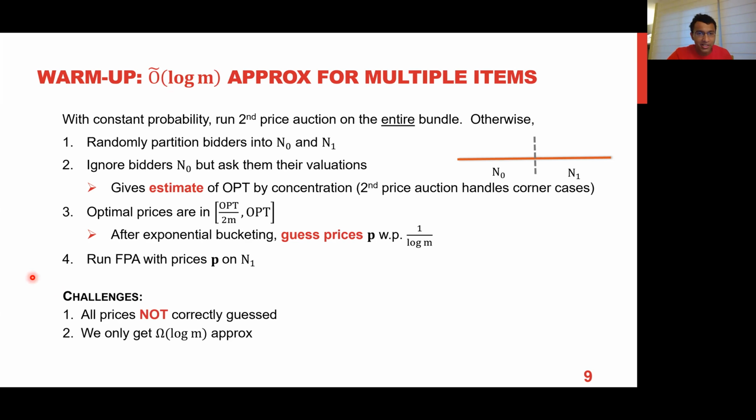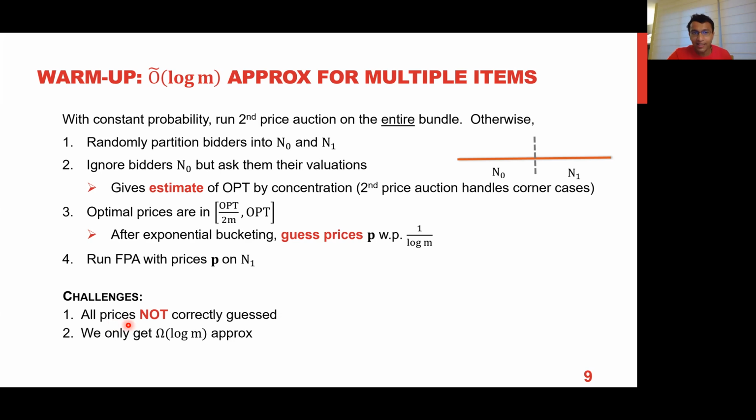Some major challenges here: besides estimating, which is easy to handle, there are some other challenges. It's not that each item's price is individually guessed with a 1 over log m probability. However, the probability of getting all the items' prices simultaneously correct is exponentially small. So I'm not getting the same price vector with a decent probability. Each item's individual price might be correct, but most likely many other items are incorrectly priced.